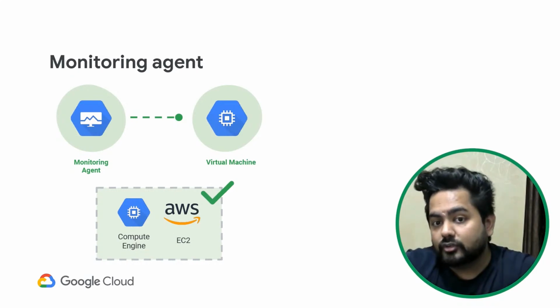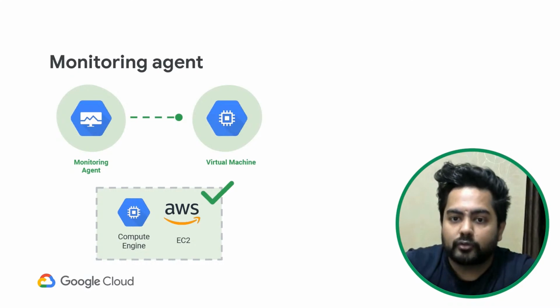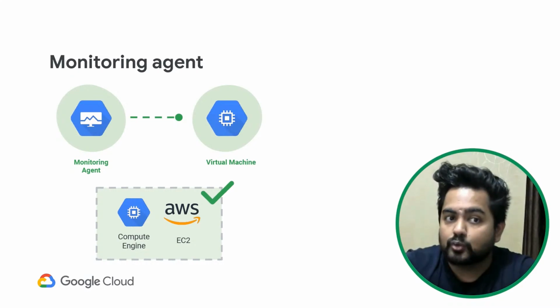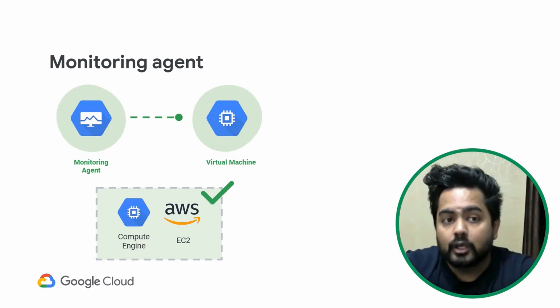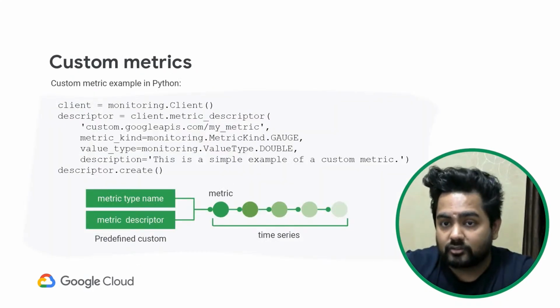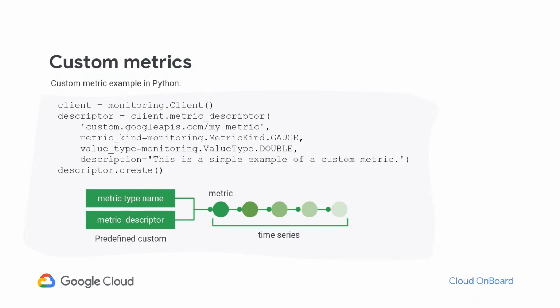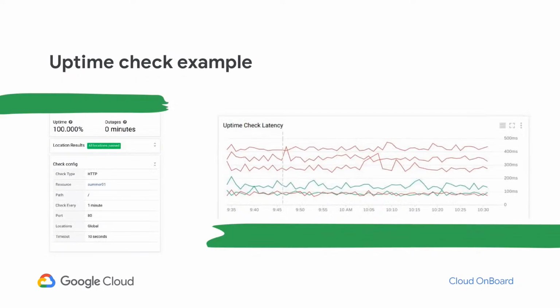Even in AWS, there's an option to have a monitoring agent installed on the EC2 instances. That's something you would need if you want additional information beyond what's provided by default. You can also have your custom metrics. Let's say the metrics provided by Stackdriver are not fitting your needs, then you can create your custom metrics. This is an example, as you can see, of an HTTP uptime check.